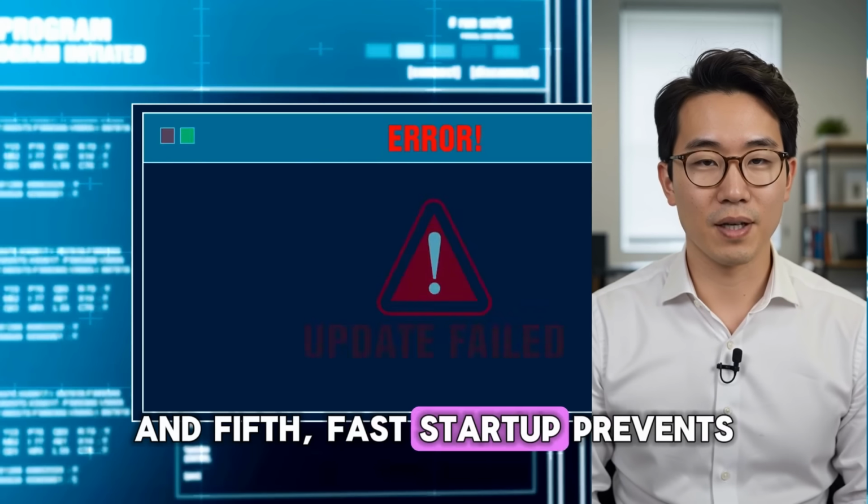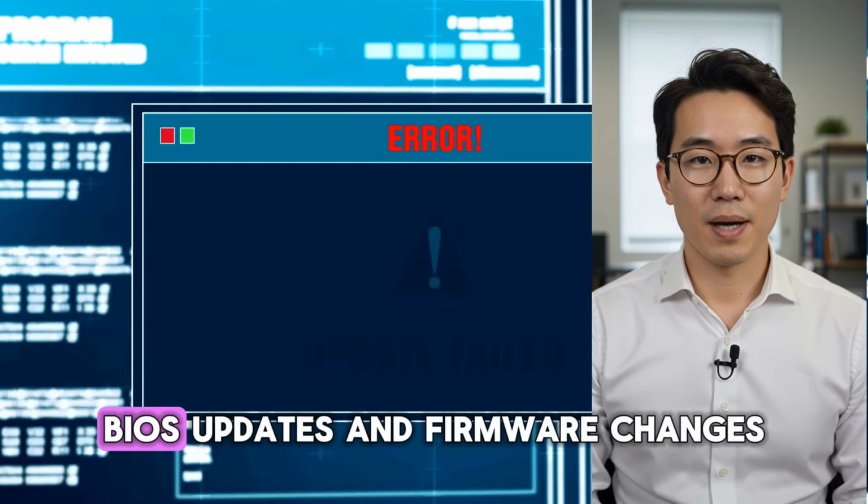And fifth, fast startup prevents BIOS updates and firmware changes from taking effect properly. If you update your BIOS or change settings and then shut down with fast startup, Windows might load the old kernel state that doesn't recognize the new firmware, causing conflicts.